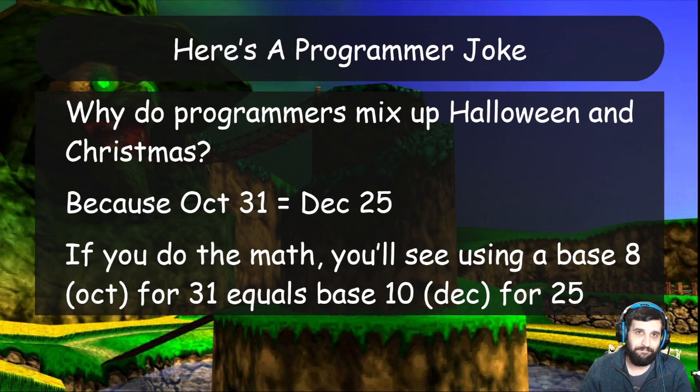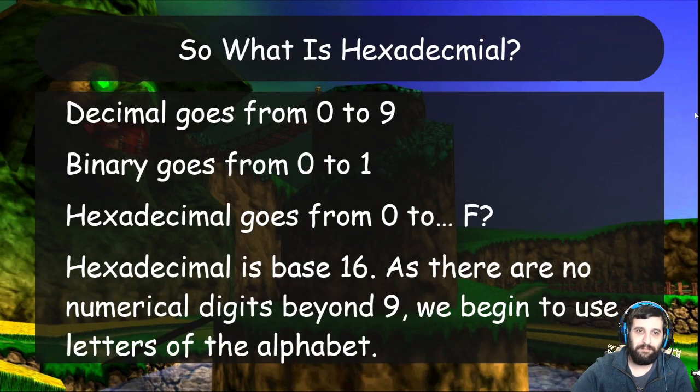So moving on from this bad joke, we're going to go to the next one. So here is why I went over base 3 and base 8 at all. Base 16. What is hexadecimal? If we go from 0 to 9 in decimal and 0 to 1 in binary, we don't have that many number values to go past 9. Hexadecimal goes from 0 to F. So hexadecimal is base 16, and after 9, we start to use letters of the alphabet.